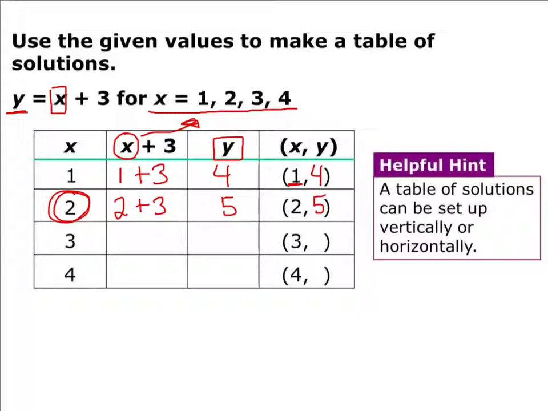Alright, so let's take a look at the next one, which our x value is 3, so it's going to be 3 plus 3 equals 6. So my x is 3, my y is 6. And the last one right here is going to be 4 plus 3, which gives us 7, so my y is going to be 7. Alright, easy enough.